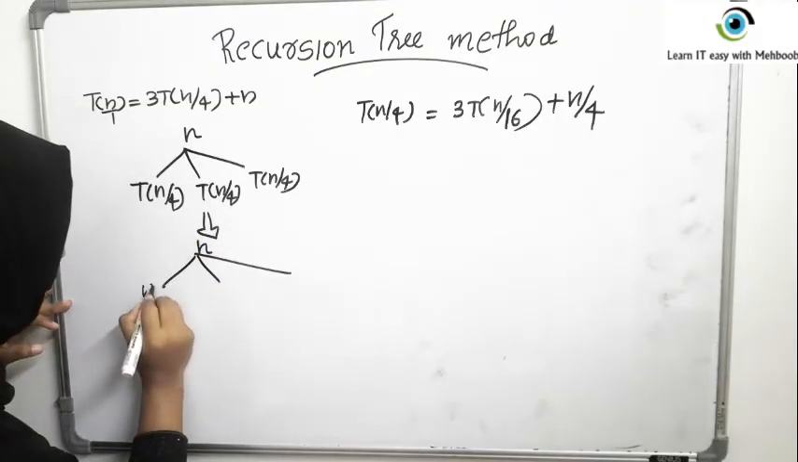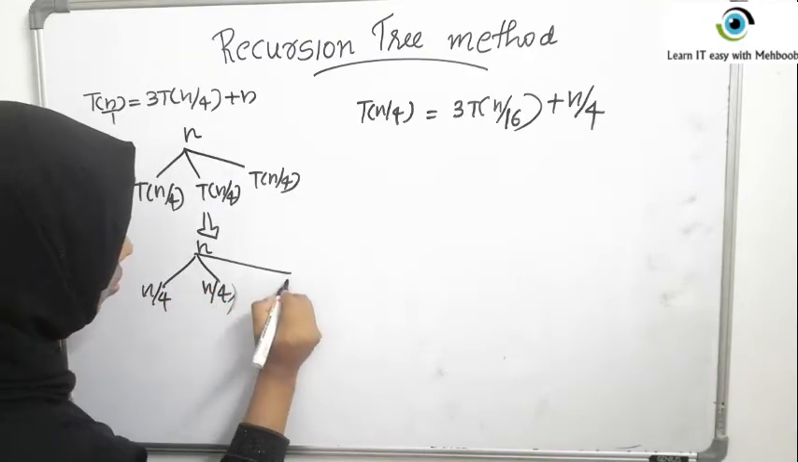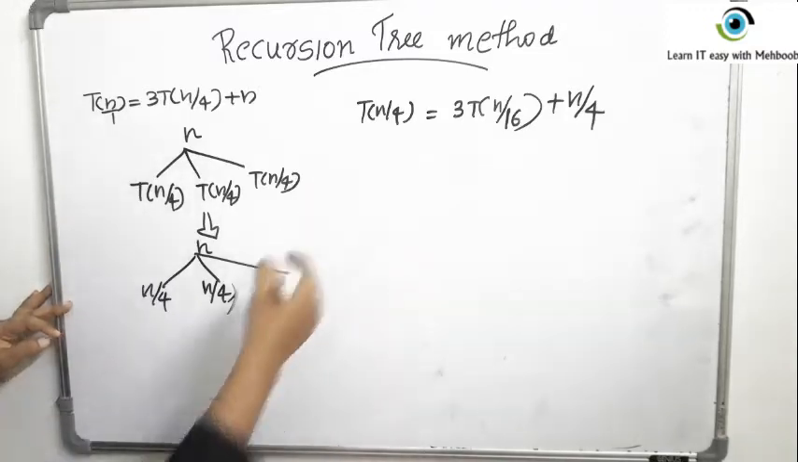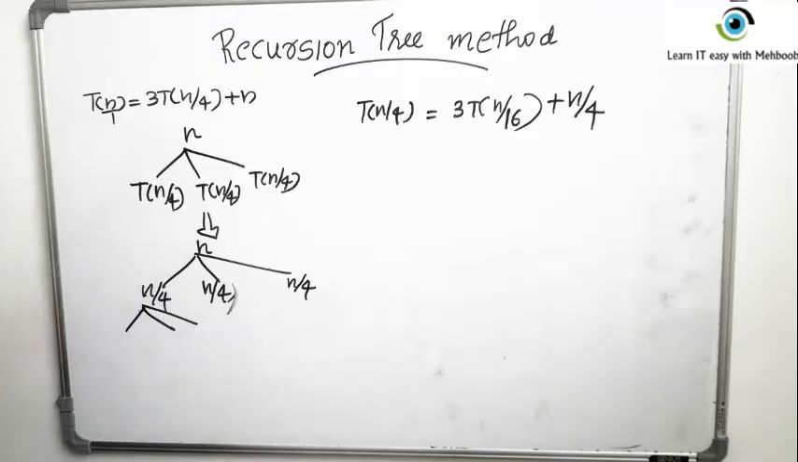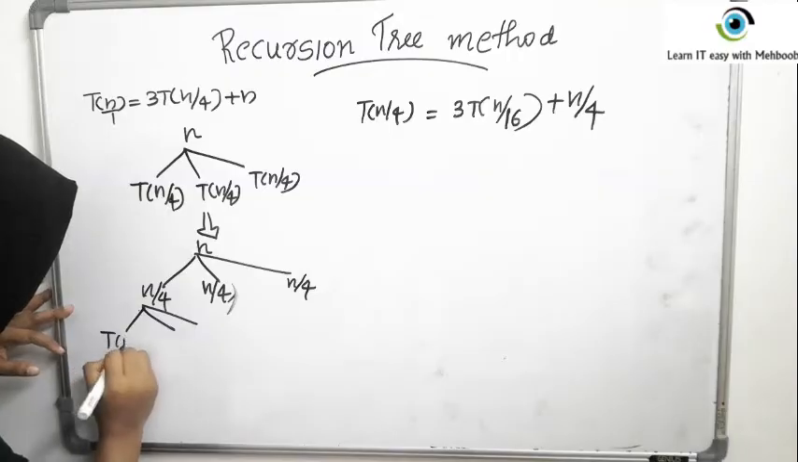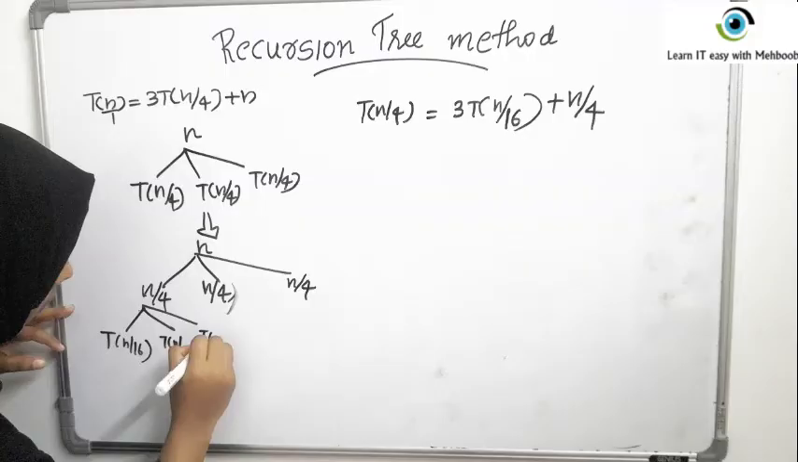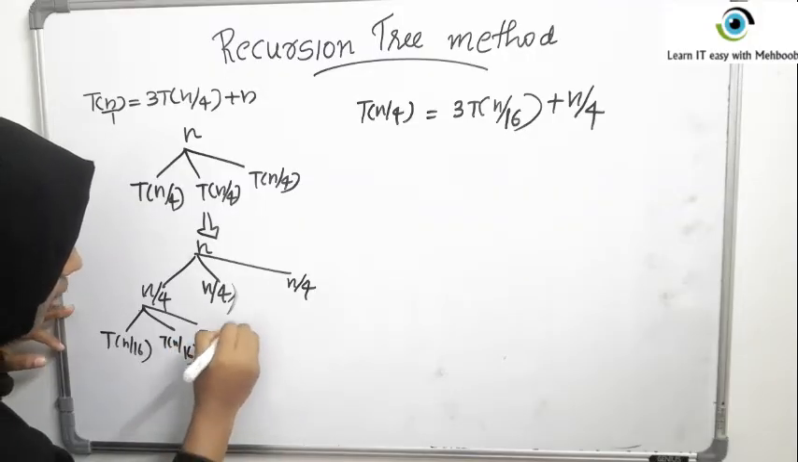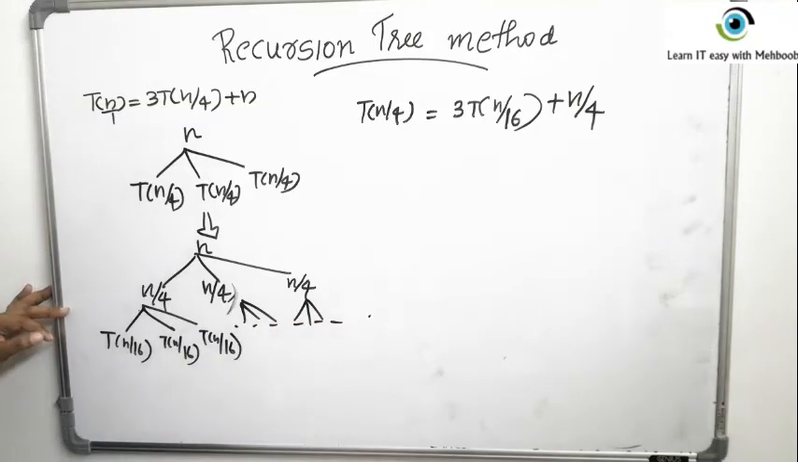Now n by 4 is the root of the next tree. So n by 4's, n by 4. Now the subproblem at each subtree has been divided into 3 subproblems with T of n by 16. So T of n by 16, T of n by 16, T of n by 16, and it is the same for all these levels. This will be divided into 3, this will again be divided into 3, and eventually it will converge to T of 1.